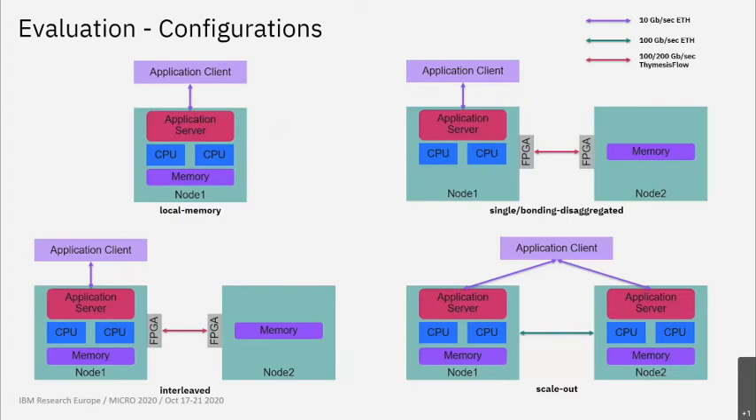We compare 4 configurations: local memory, where the application uses only local memory; single bonding disaggregated, which means applications only use disaggregated memory, but we either use 1 or 2 links between the 2 machines, so 100 or 200 gigabits per second ThymesisFlow. The interleaved, where applications use a combination of local and remote memory in a 50-50 fashion. And finally, the scale out, which is the main one we want to compare against, which is: I need more resources for my application, so what I do is I scale it out on 2 nodes so that I can benefit from double the resources.